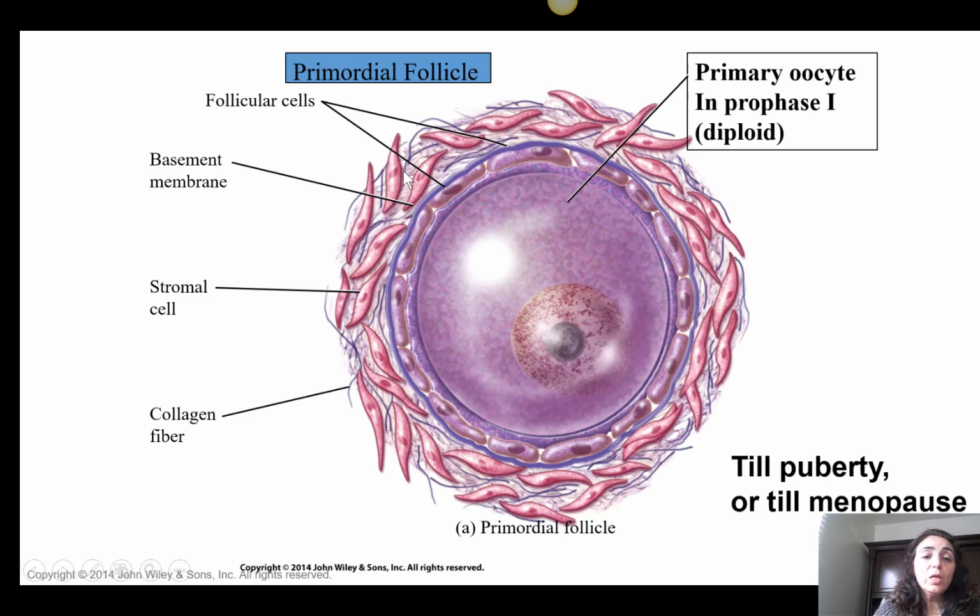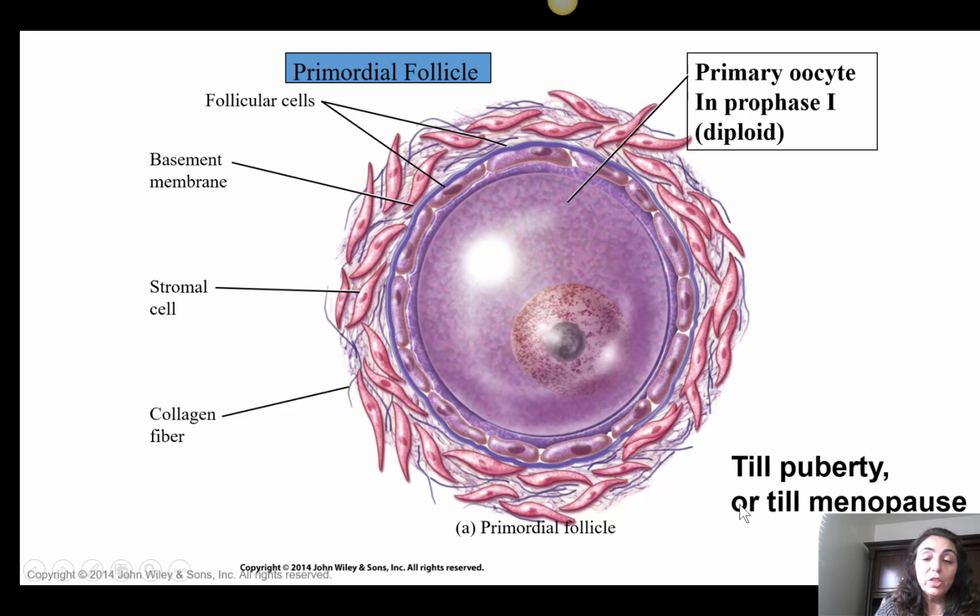And you see that some of the cells of the stroma of the ovary, for example from the cortex, are around the follicle. You remember that all these changes of the follicles happen inside the cortex of the ovary. So we call those cells stromal cells here. And you have some collagen fibers, and around the epithelium you have the basement membrane and all those things. So this is the type of follicle, the primordial follicle, that we have till puberty.